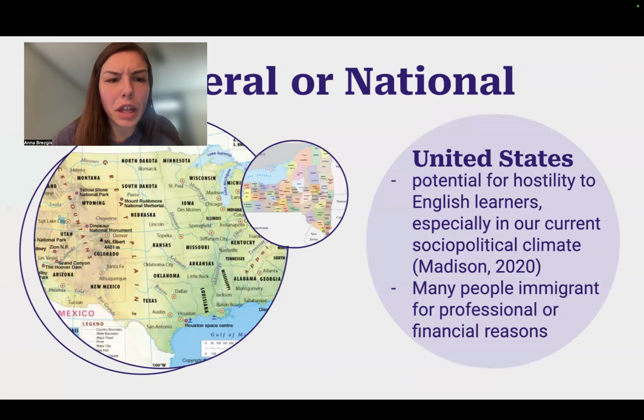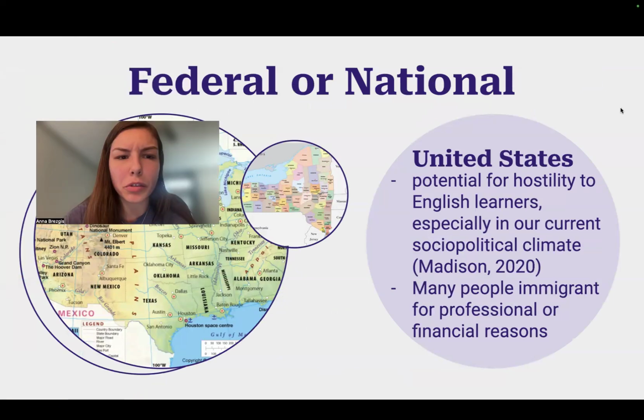We're here at the federal level. I'll place myself over Minnesota for this one. Okay. We're in the United States. And the United States is known as a melting pot country. However, it is still a highly monolingual country. And that means that there's potential for hostility to English learners. And unfortunately, this is growing in our current socio-political climate. And most likely, it may continue to rise.